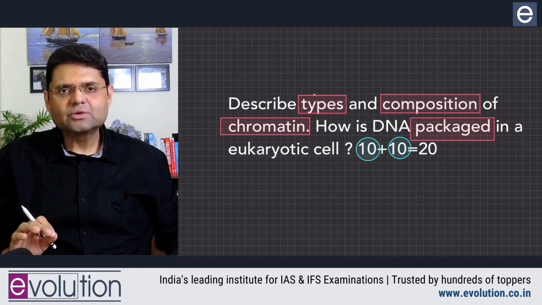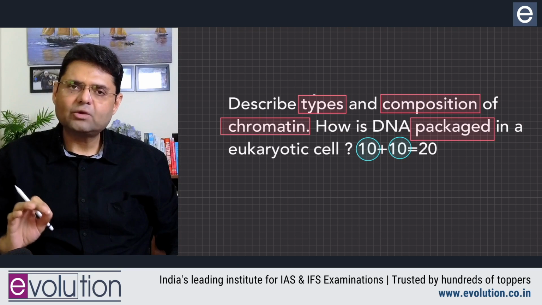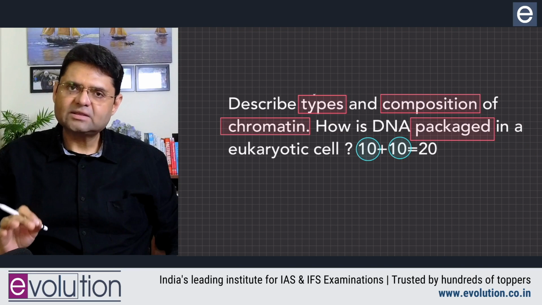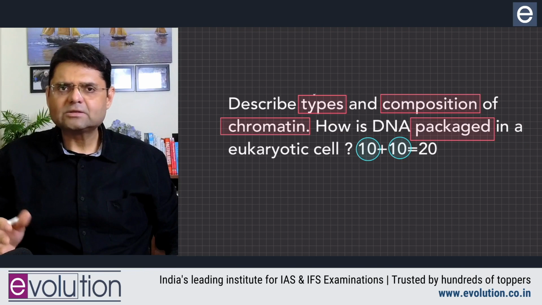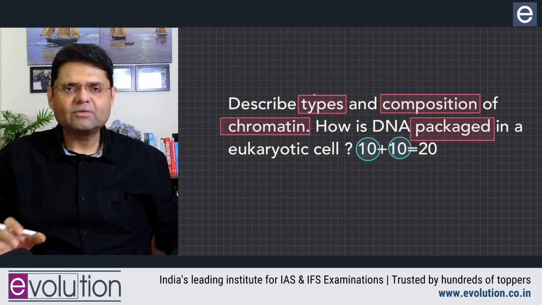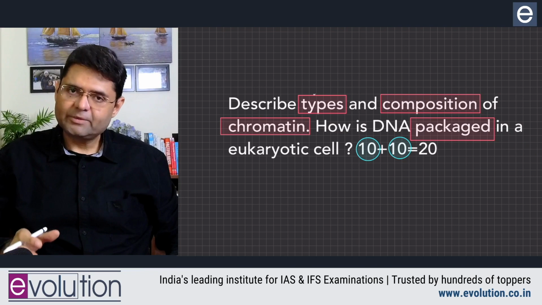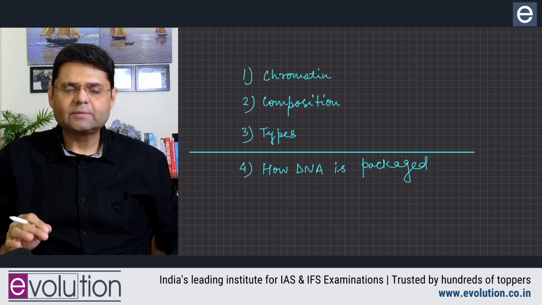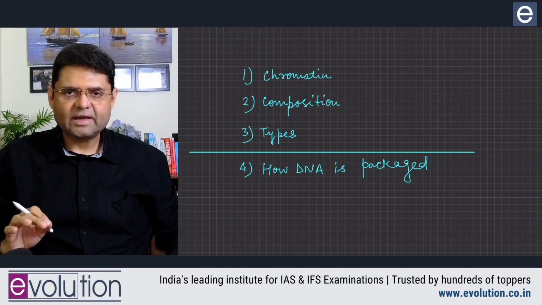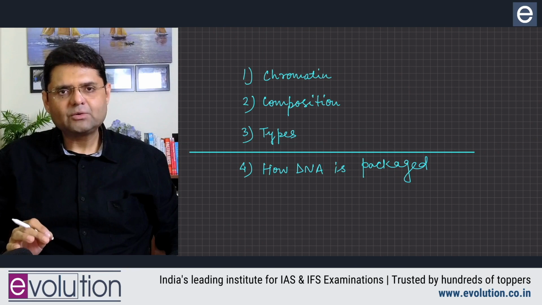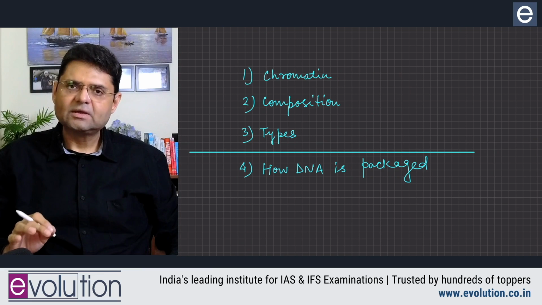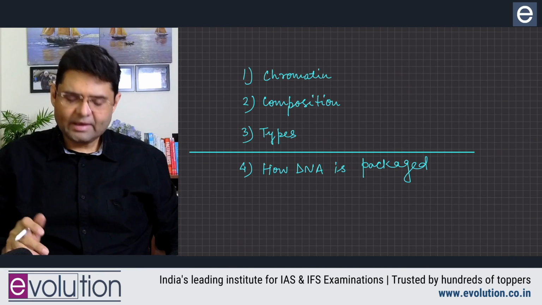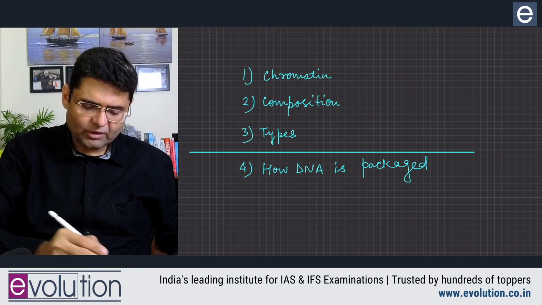So one lesson that you should get from here is that sometimes you will need to reorder the keywords. You do not need to follow the sequence of keywords as it is given in the question. Sometimes it is so logically laid out already that you can very well follow the sequence. Sometimes it may not be the case. When it is not the case, you will have to reorder. So here we have reordered. In this answer, I am going to first write about chromatin, then its composition, then types. Then I will come to the second part, how is DNA packaged in a eukaryotic cell. Chromatin, I will give approximately 3 points.